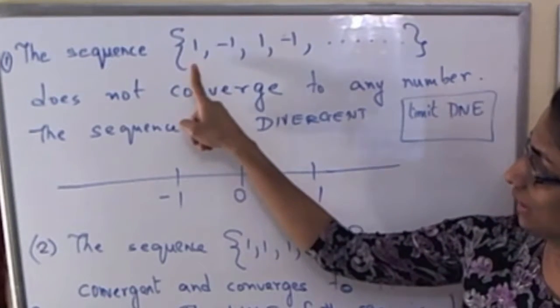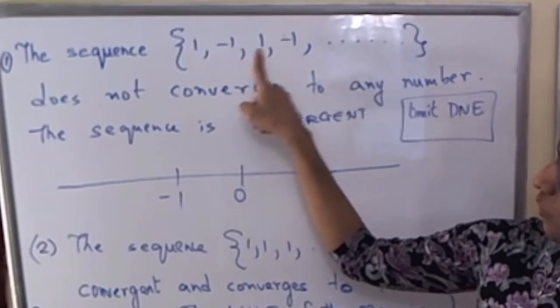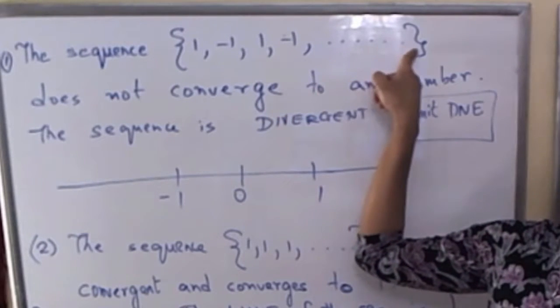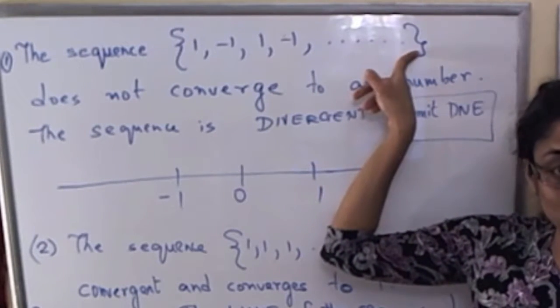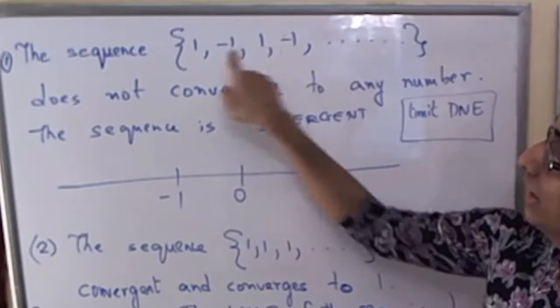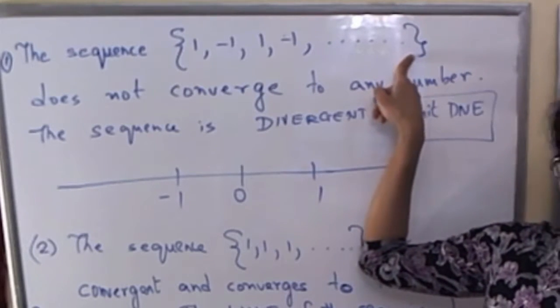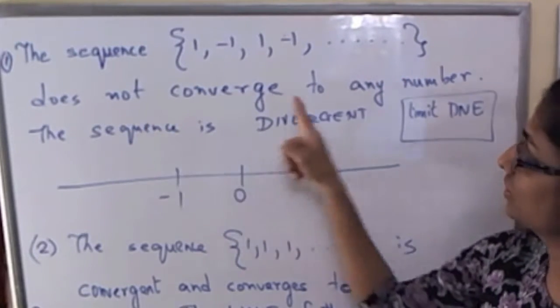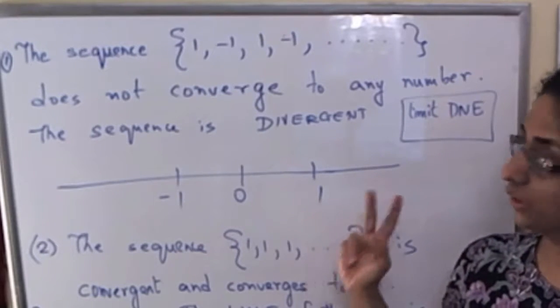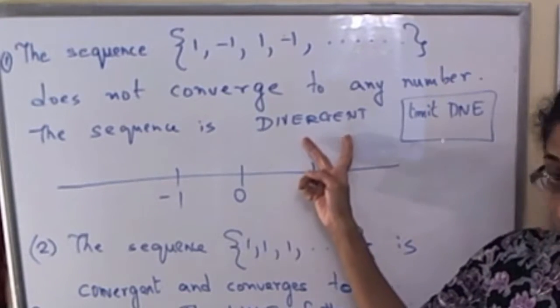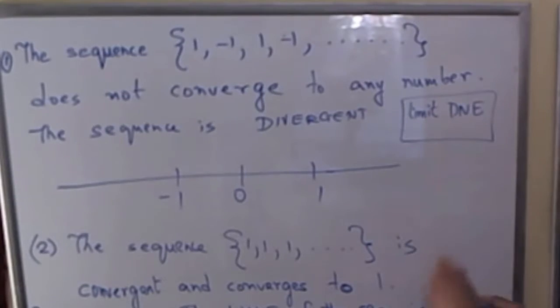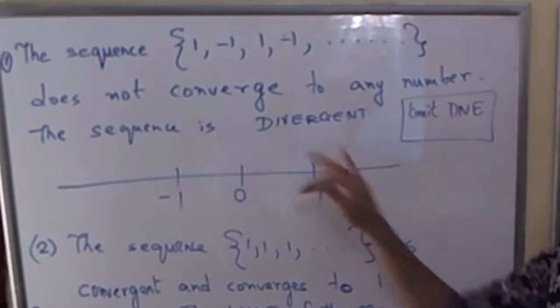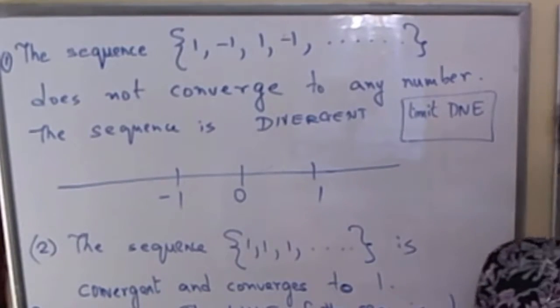So let's look at this sequence. 1, -1, 1, -1. You get the picture of how the elements of the sequence are written. This is, remember, an infinite sequence. And we claim it doesn't converge to any number. Another way of saying is that sequence is divergent, or the limit of the sequence does not exist. All three mean the same thing.